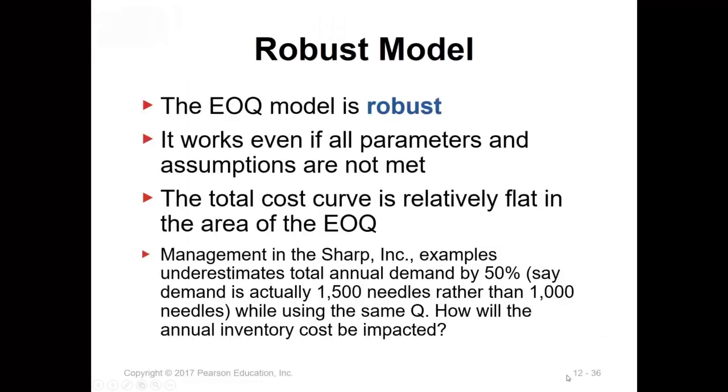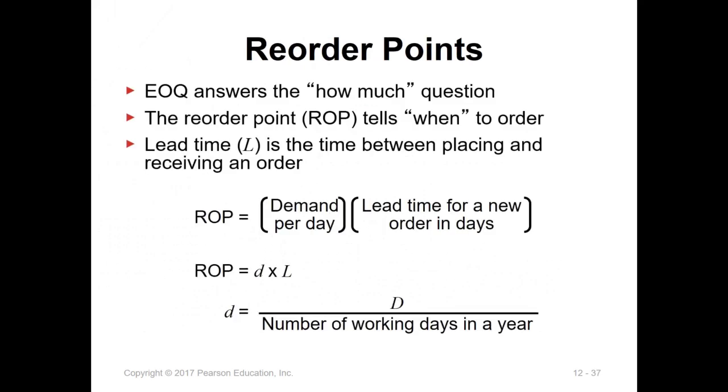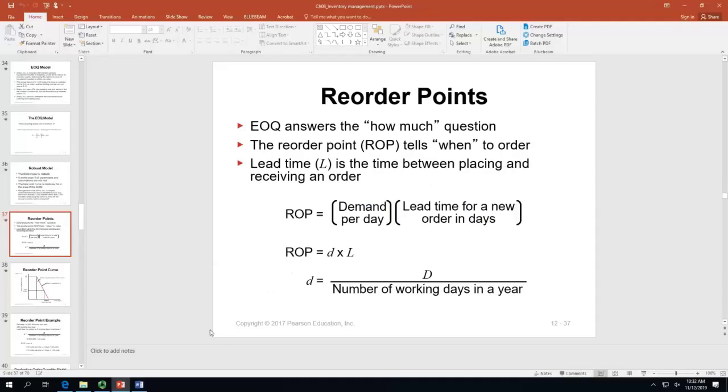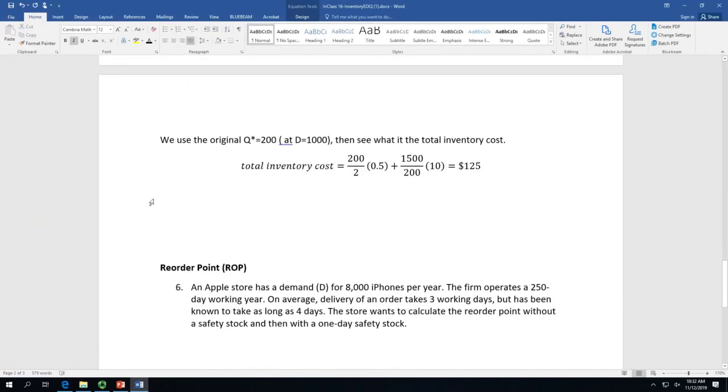So actually, even if we didn't meet all the parameters, so we didn't use the 1,500 pieces as the demand, the calculated result is very close to the true result. So the next practice question is the reorder problem.